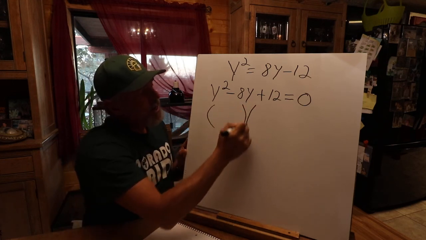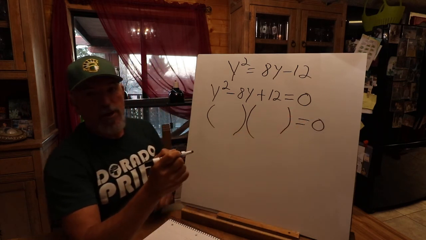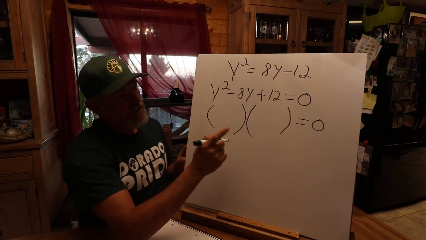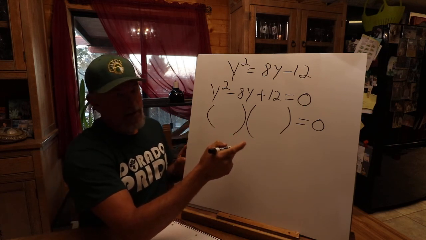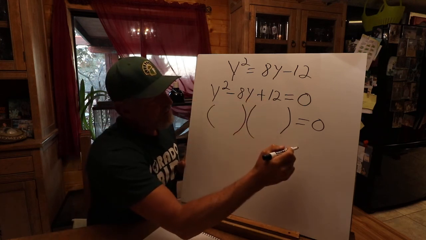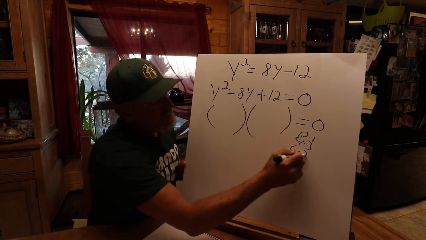It could happen that your problem doesn't factor. If it's prime, it means there's no real answers. I don't know if that'll happen on the problems I gave you today, but it could. So we look at our 12 and we write the factors. So for 12, we have 12 and 1, 4 and 3, 6 and 2.